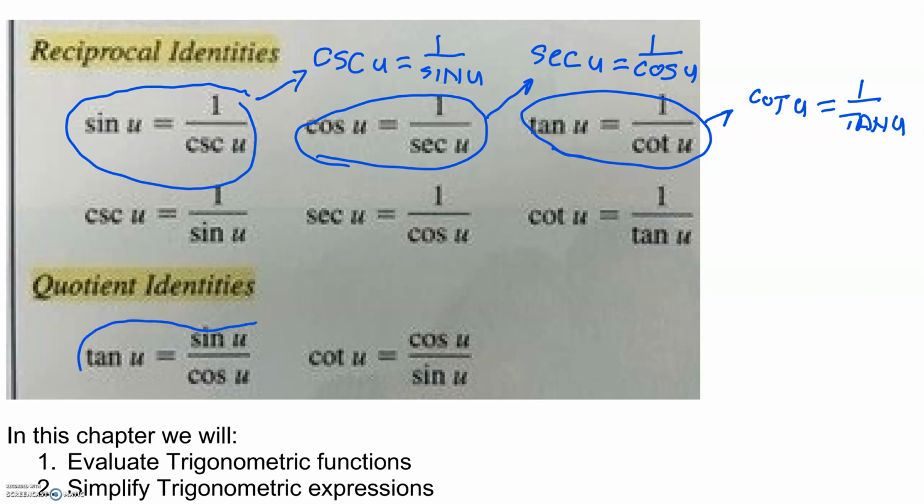Also, these, right? Tangent is sine over cosine, cotangent is cosine over sine. Pause the video, write those down so you have them.